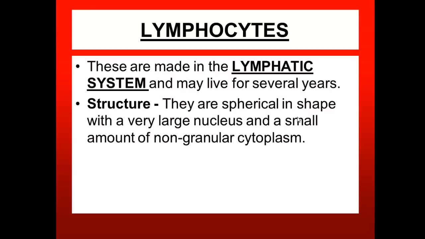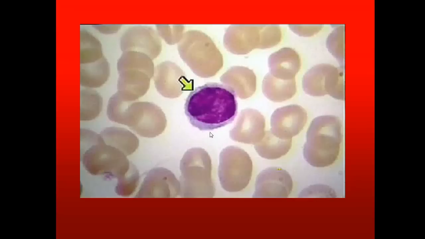You can relax. Right, lymphocytes, next one. These are made in the lymphatic system, and they can live for several years. Now, different from phagocytes, which are short-lived. And they're spherical in shape, very large nucleus, and a small amount of cytoplasm. Here we go. Again, you may remember seeing these when you looked at them on your slides, if you did so, on a microscope. And it's got this huge nucleus here, hasn't it? This large nucleus in the middle, and only an incy-wincy bit of cytoplasm.